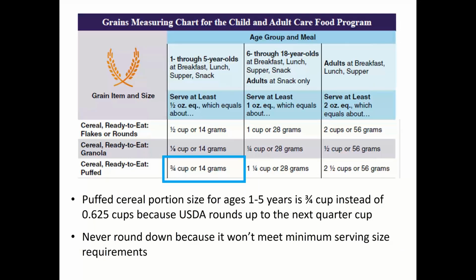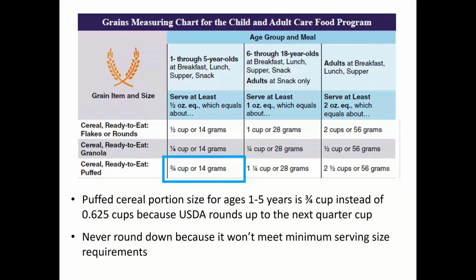I do want to point out that cereal is listed on the grains measuring chart as well. And you might notice that it states puffed cereals, like those Kix that we talked about earlier, requires 3/4 cups or 14 grams instead of that really awkward 0.625 cups like we had as an answer. And this is because USDA knows that most people won't be using 0.625 cups, and so they round it up in increments of 1/4 cup.